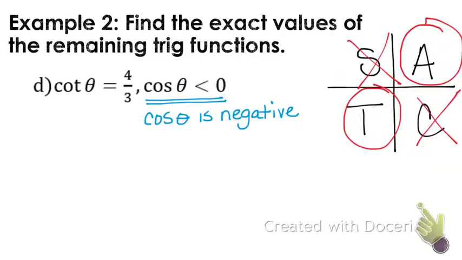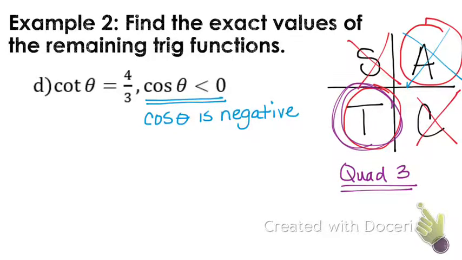It has to be 3, because in quadrant 1, everything is positive. If this was flipped the other direction, if it said cosine is greater than 0, then I would have stayed in quadrant 1. But it says cosine is less than 0, so that knocks out quadrant 1. So I know I'm in quadrant 3, and that's really important, because in quadrant 3, the only things that are positive are tangent and cotangent.